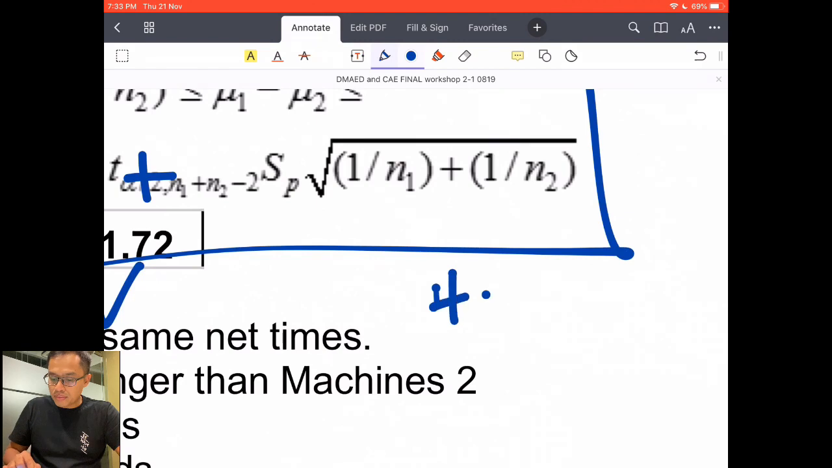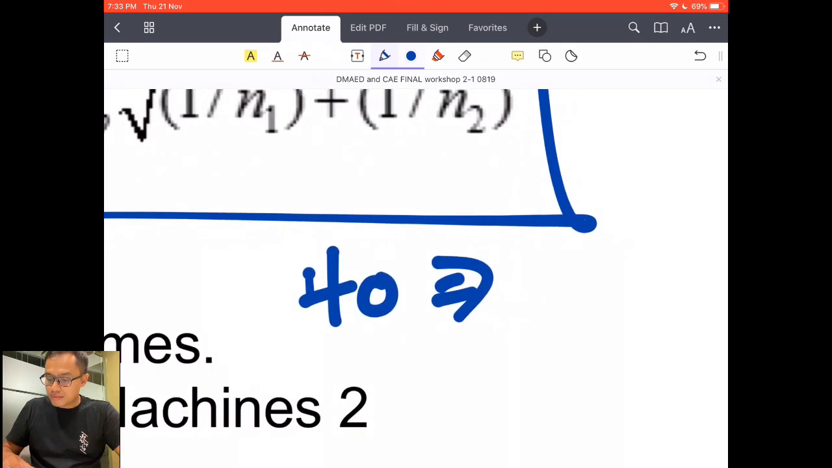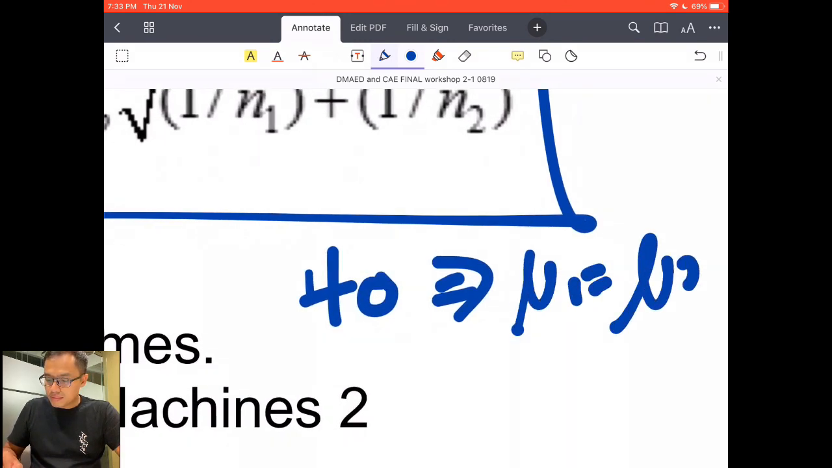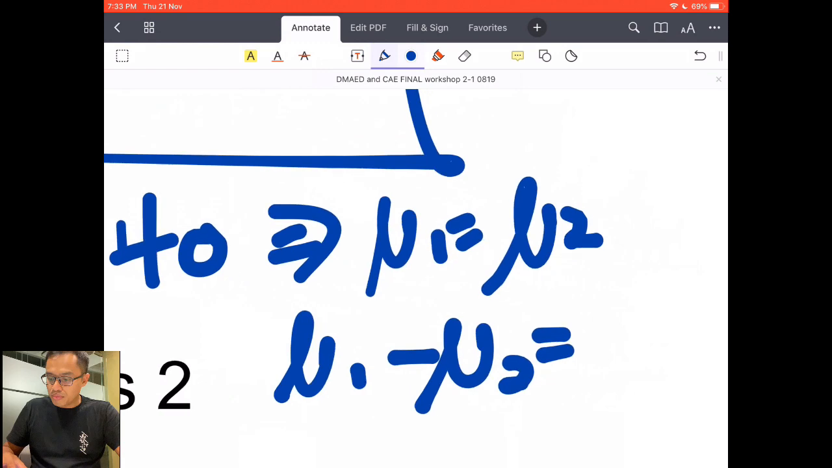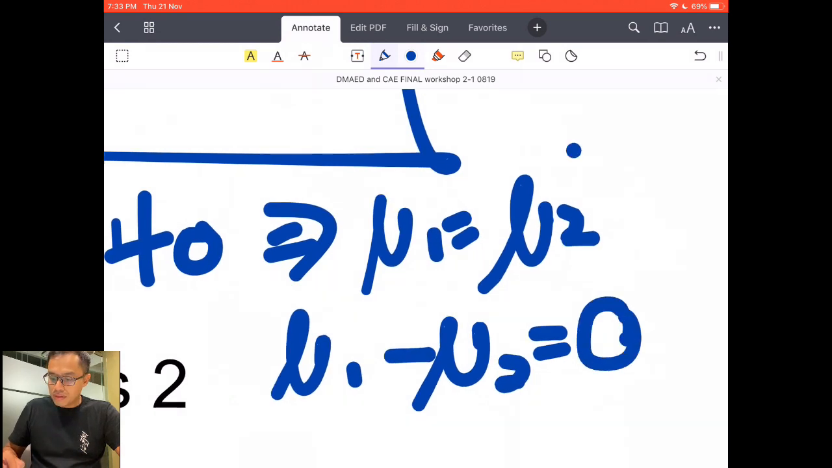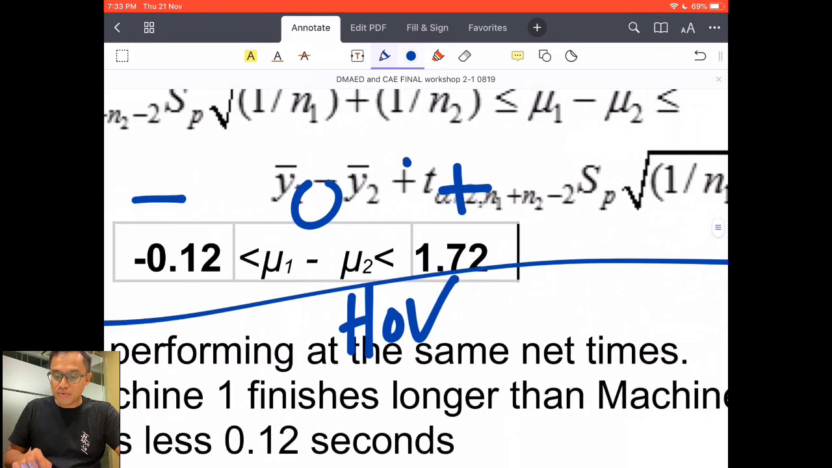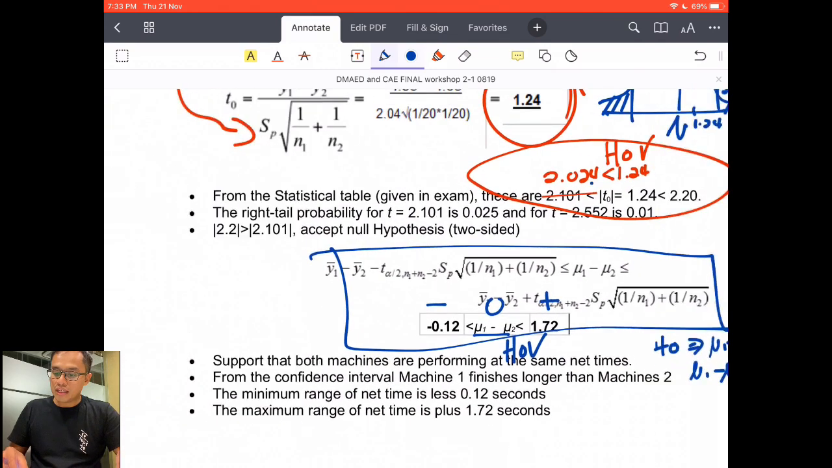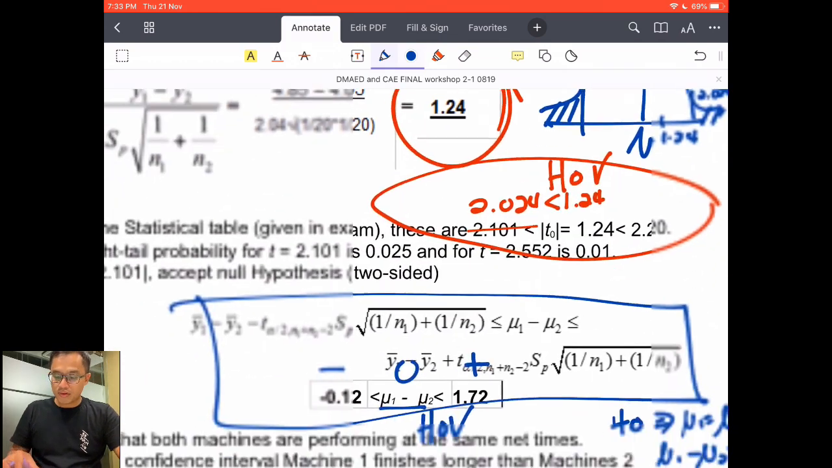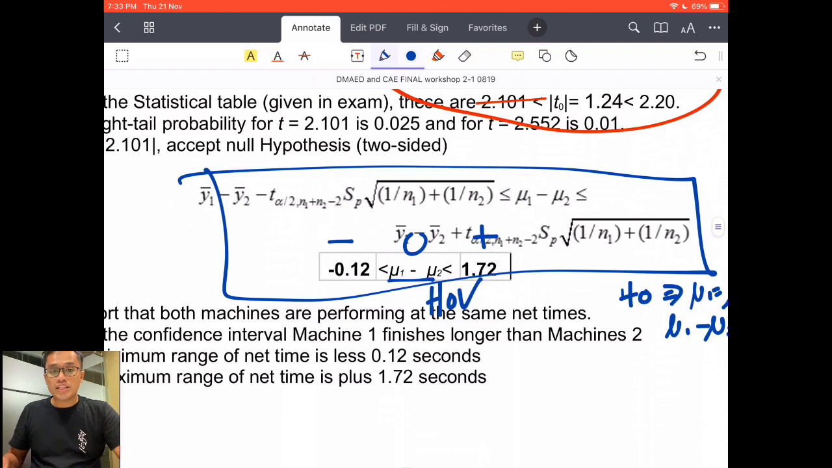Now, how do we come to this? Let's go back to our hypothesis. Right? Since mu1 and mu2 are the same, therefore mu1 minus mu2 will be 0. So if 0 is in between this mu1 and mu2, that means H0 is accepted. So it is concurred, or it is agreeing with your calculation here. Right, that is your range analysis of confidence interval.